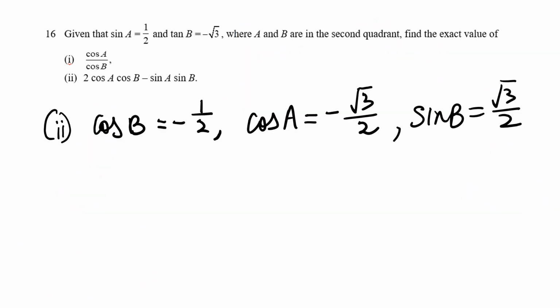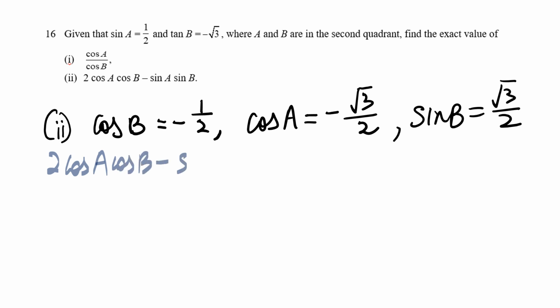From both diagrams we have drawn in question 16 part 1, you should be able to get all these ratios. Cosine b is negative half, cosine a is negative square root 3 over 2, sine b is square root 3 over 2. Okay, so let's substitute all these values into part 2 of the question.